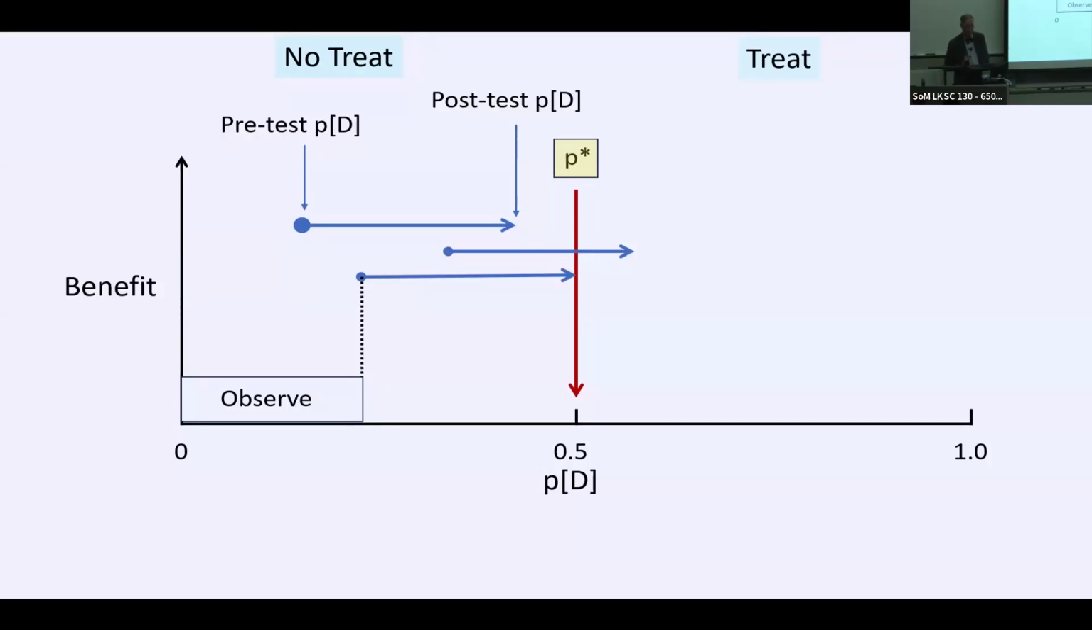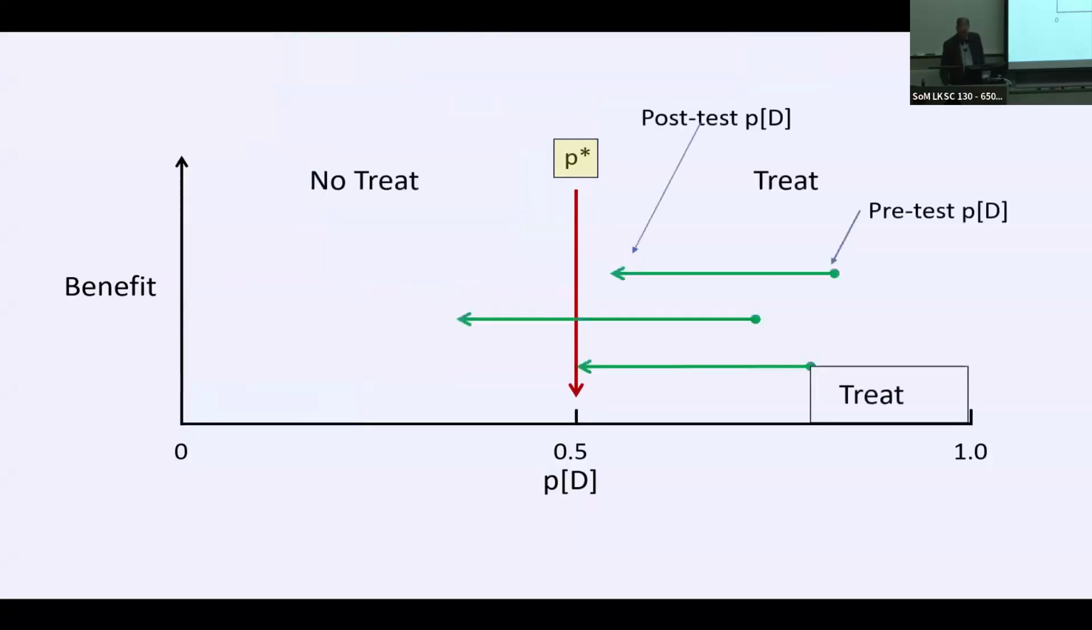And so that marks the point below which you're not going to be able to change the probability enough to change the treatment. And so you should observe. So there's a zone of probabilities where you should be thinking about just following the patient closely and not doing anything. Same reasoning going in the other direction.